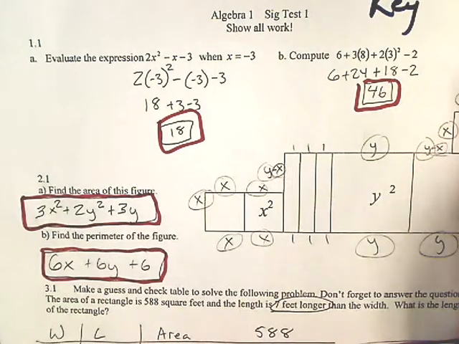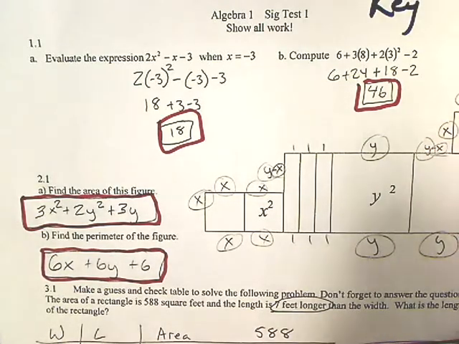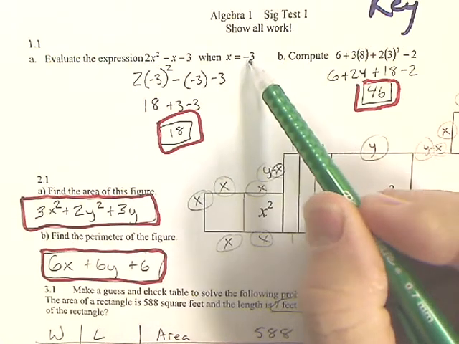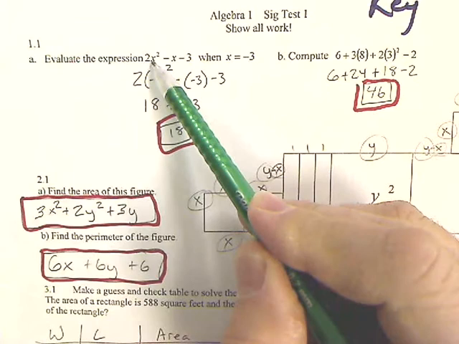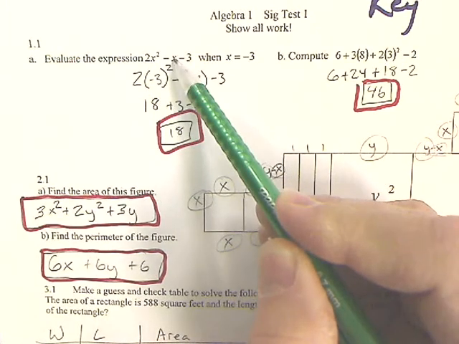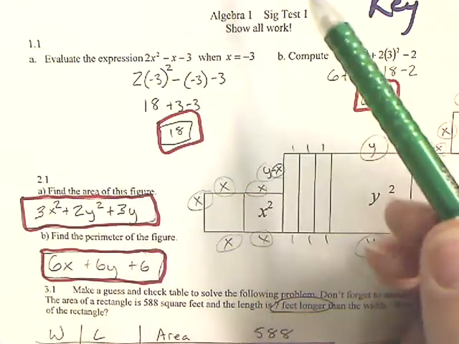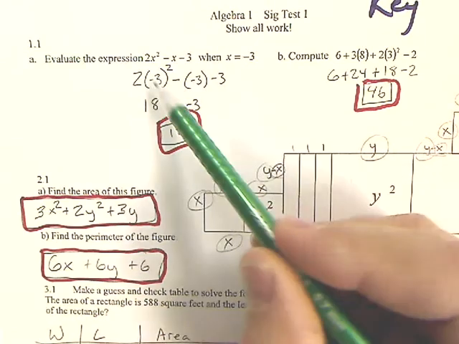Alright, this was our first test. I'm just going to go over the solution so you have something to look at if you missed something. You have to plug in the -3 for the x. So -3 plugs in for the x here and also there. Use parentheses around it so you don't lose your negative.